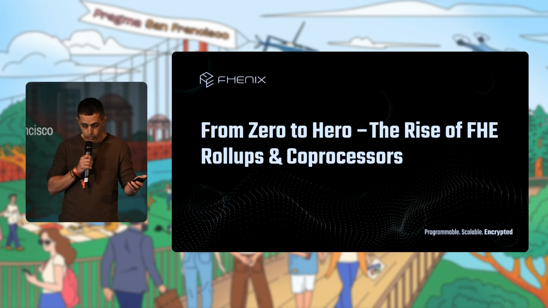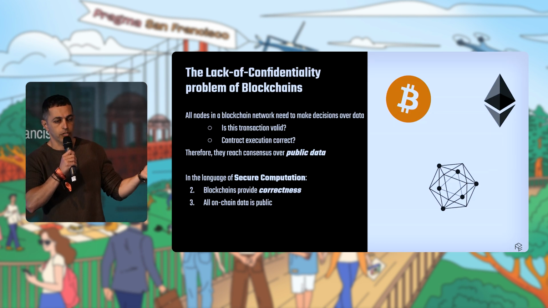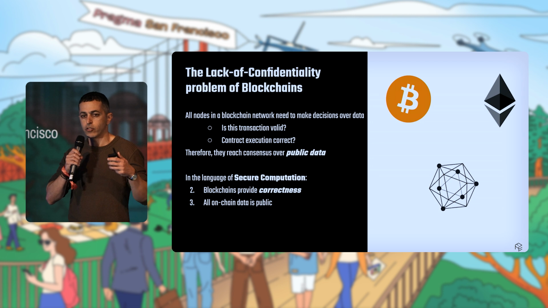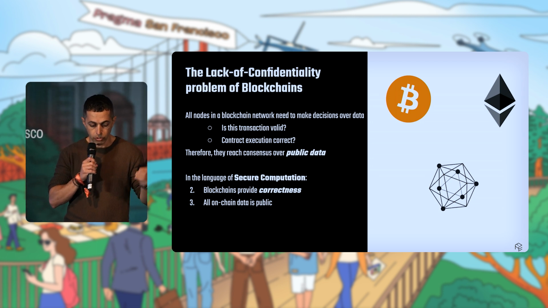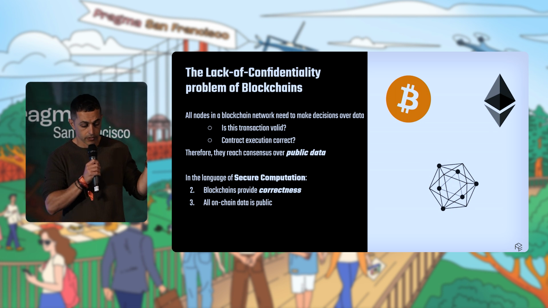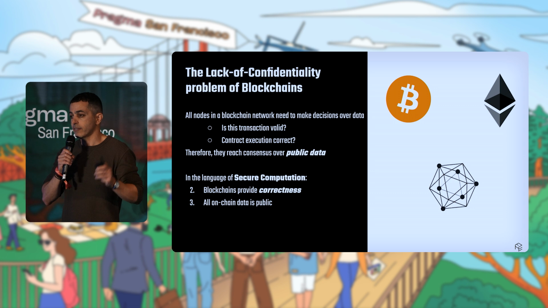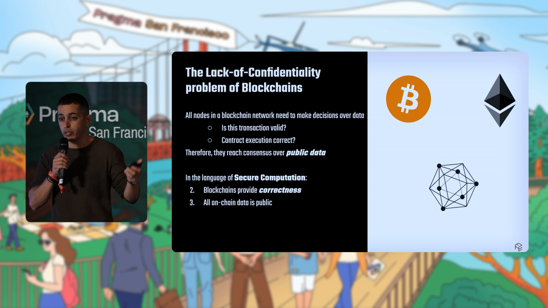And with that, I'm going to start with the basics, and we're going to start building from that. FHE is kind of a complex topic, and yet I'm sure you'll enjoy it. So starting with the basics, and I'm sure a lot of you know, there is one thing that's common to all blockchains out there, which is the fact that they all need to do two things. One is they need to verify that a transaction is valid, and the second is they need to verify that a contract is executed correctly. And in order to do so, they need to reach consensus over public data.